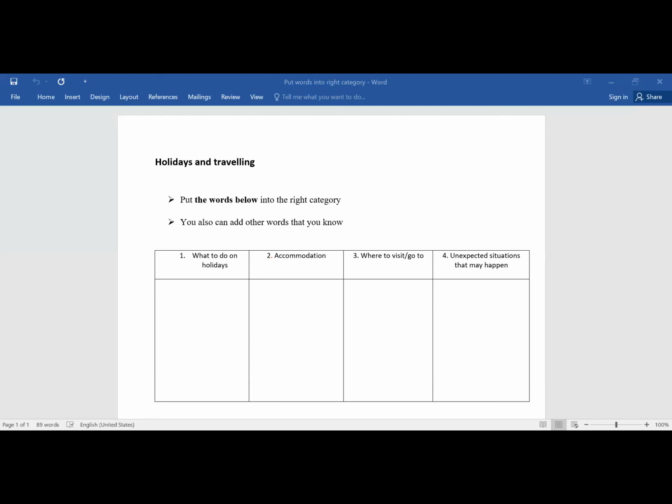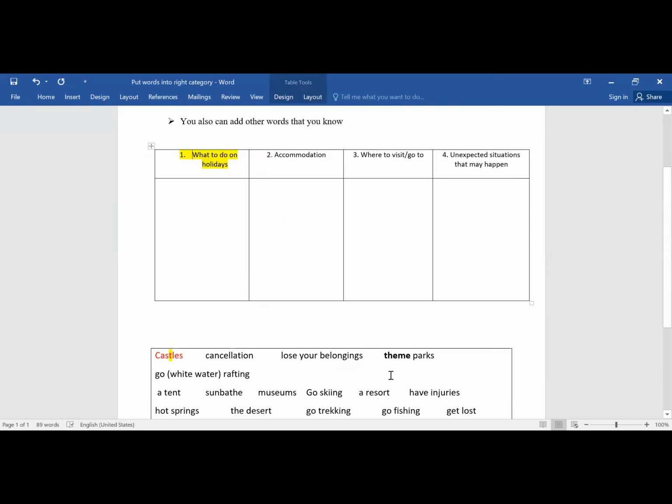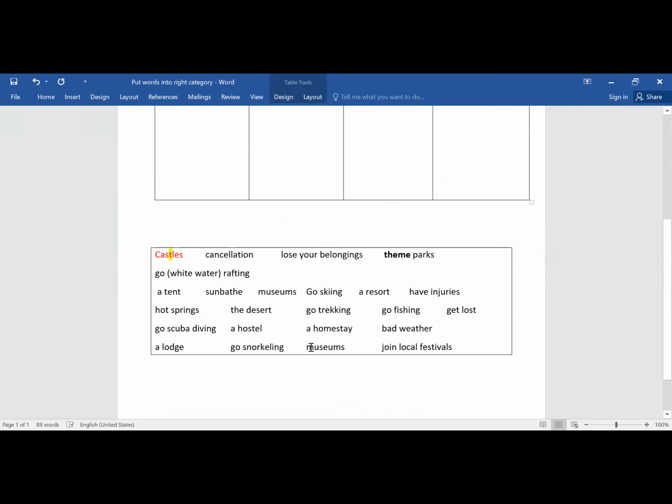Let me share my screen and let's put the words here into the right category. I will use different colors. I will code the categories here using different colors so that we can save time. So let's talk about what to do on holidays, and I would like to hear from Trịnh Thu, please. Can you please tell me the words that you put in the first category, what people do on holiday?